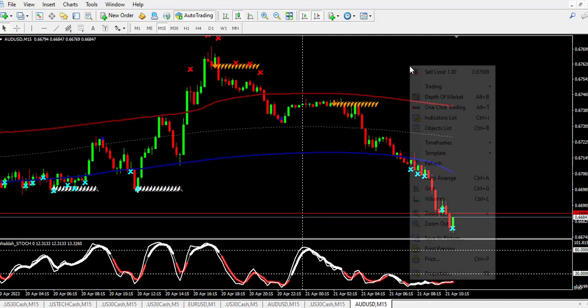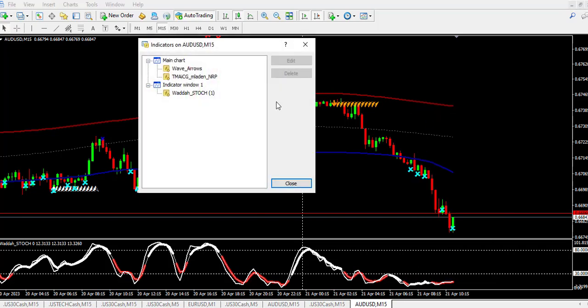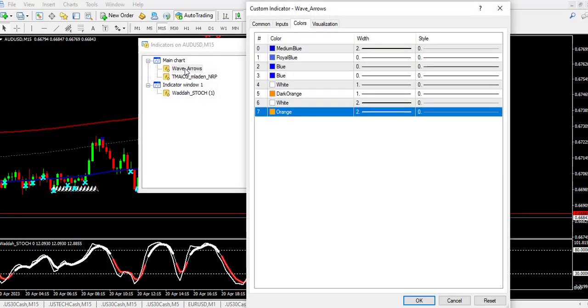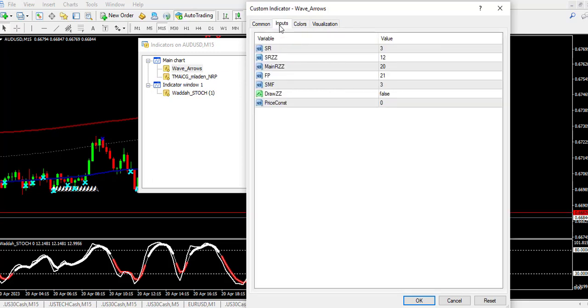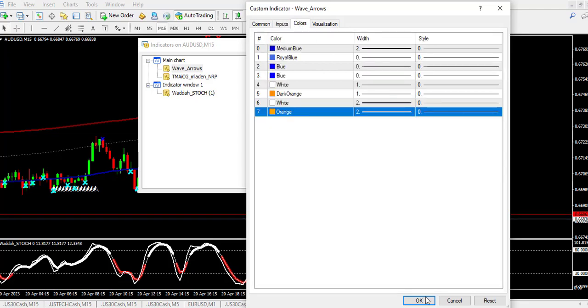Now let me show you the settings for all the indicators I use. The number one indicator here is the wave arrow, and this is where I change the color here, and then we have the settings, the values for all the columns here. Just make sure you pause the video and set it up accordingly.